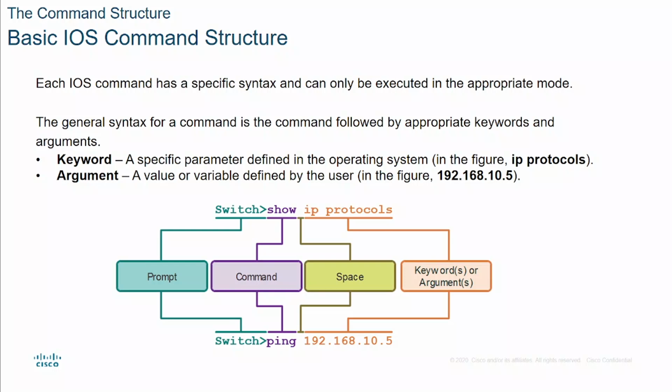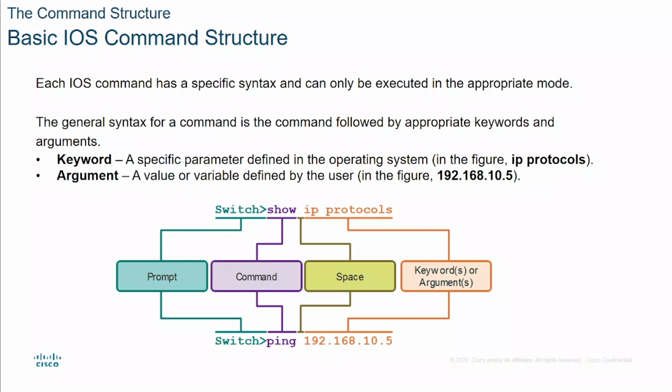For example, ip protocols is a keyword in the Cisco IOS. Then an argument is a value or variable that is defined by you, the user, operating the IOS. It's a variable because it can change. For example, an IP address. When you're putting in an IP address, it can change.